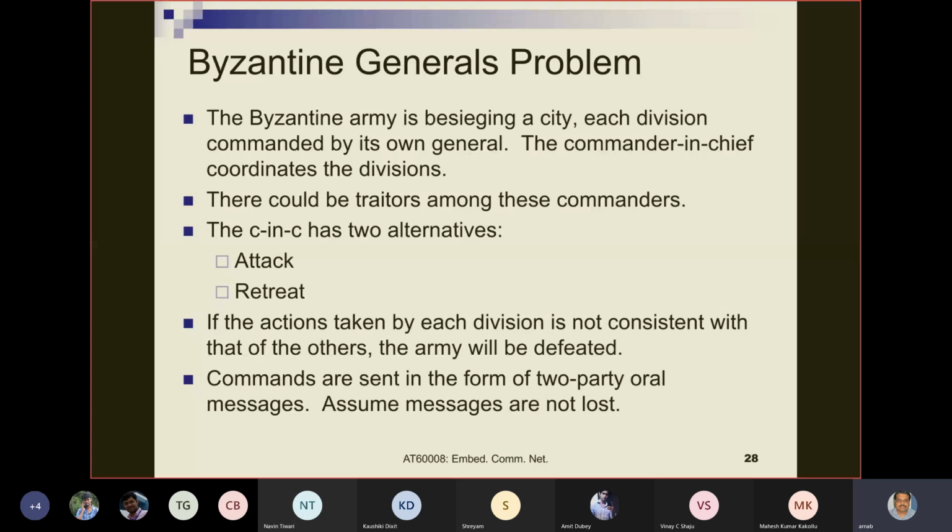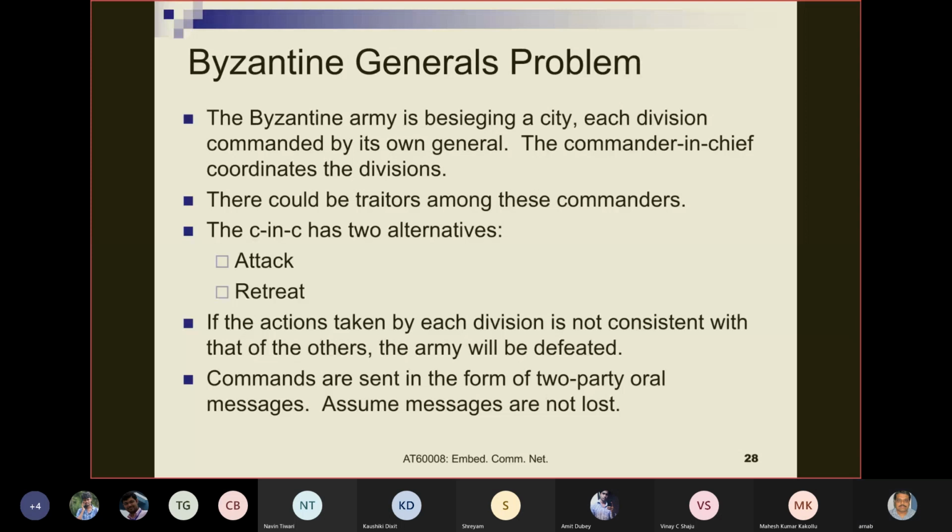The city also has its own defenses. There is a main commander, the commander in chief, and there are lieutenant commanders. If all the lieutenant commanders decide to attack together, then they will win over the city. But if some of them attack and some of them do not attack, then they will lose. So the problem is, what happens when some of these commanders are traitors? For the time being, we will assume that the messengers are not traitors.